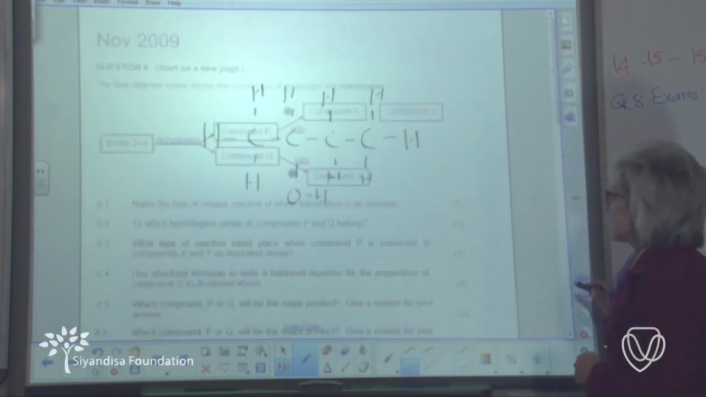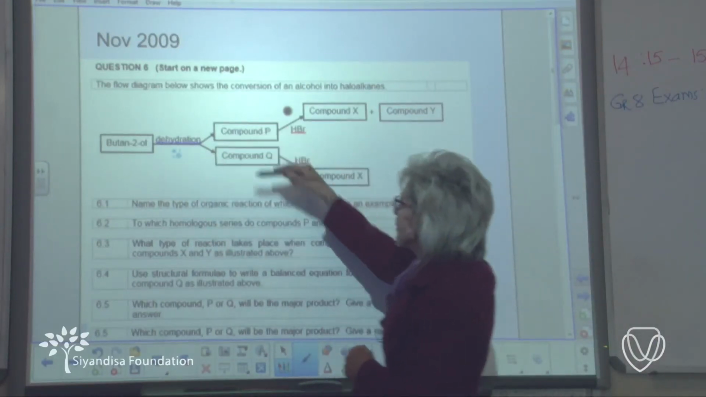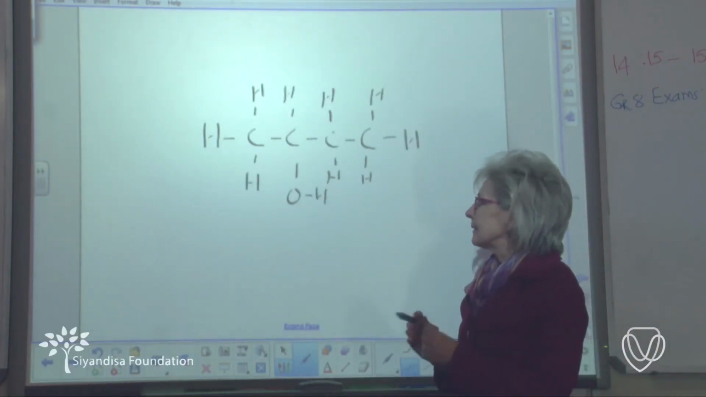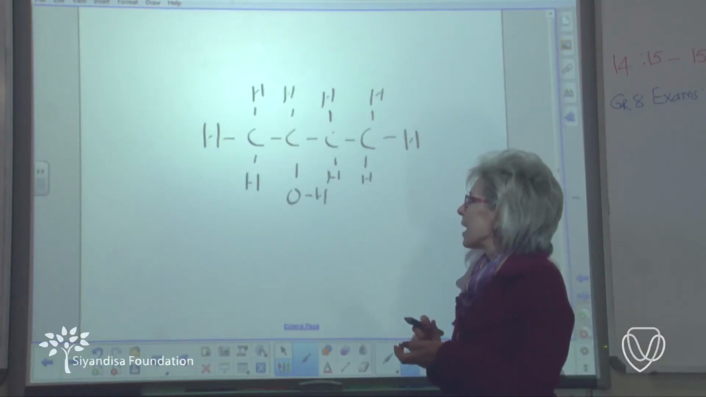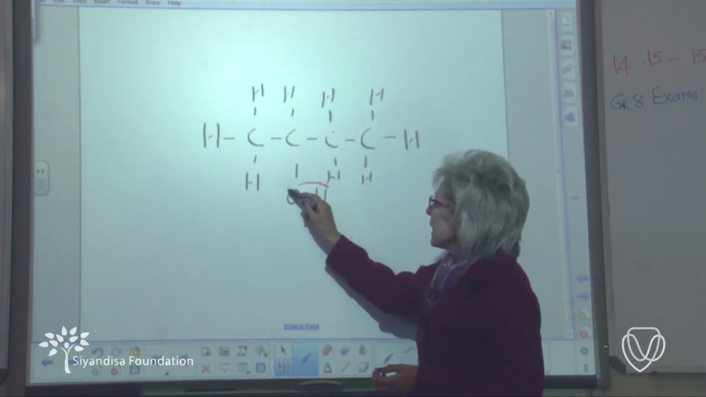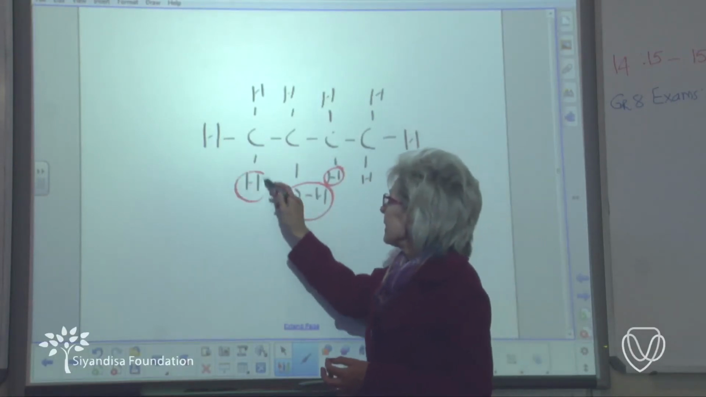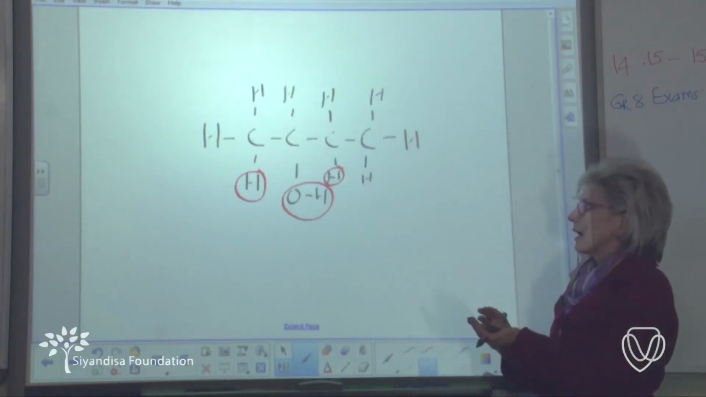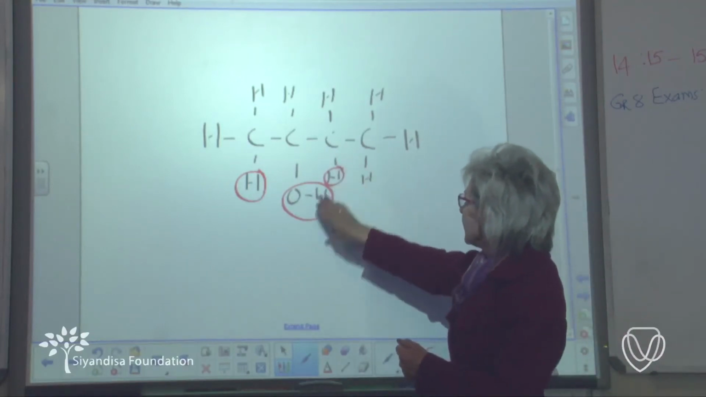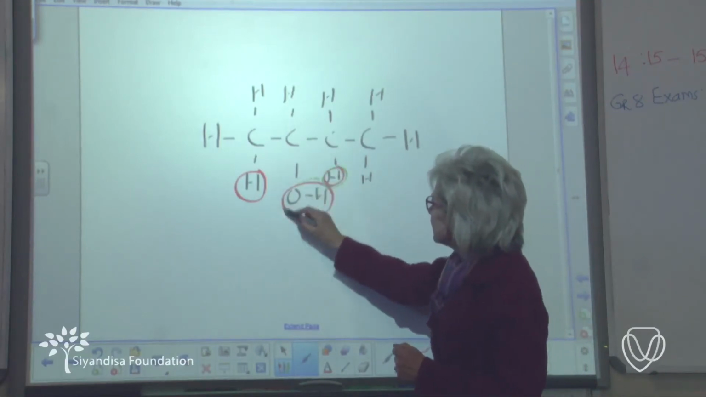If I go back to the question, it says butane 2-ol undergoes dehydration and I get two compounds. So let's look at dehydration. Dehydration means take away what? Water. So I want to take away water. And this means that I can take away this hydroxyl group with this hydrogen, or this hydroxyl group with that hydrogen. And it depends on which hydrogen I'm going to remove, which one of the two products I get. So if I remove these two first, let's write down our product. So let's do the two green ones there.